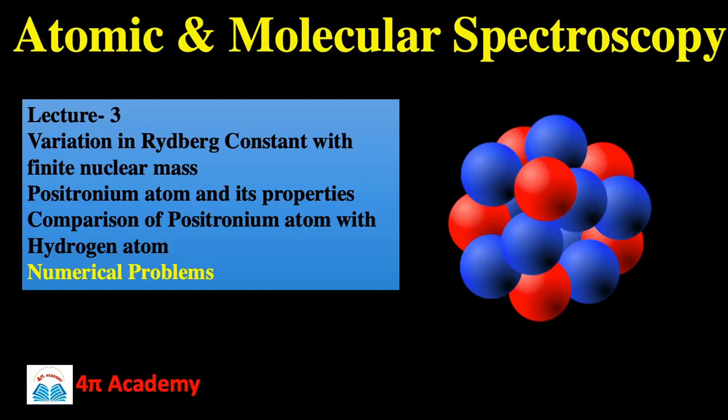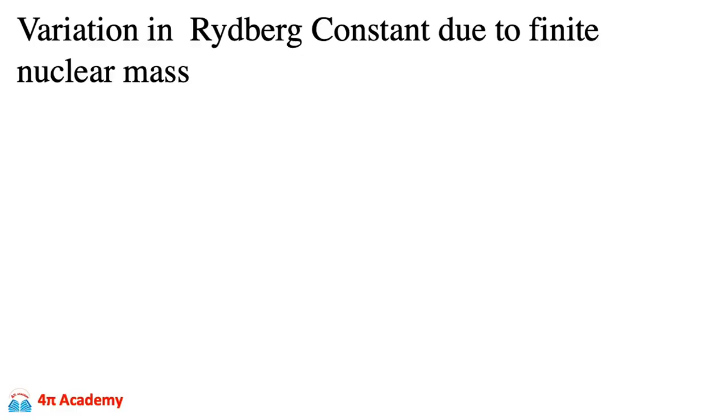And after that we will discuss the positronium ion and the helium ion, and then we will compare the value for the positronium ion with the hydrogen atom, and then we will discuss the numerical problems. We will discuss those numericals which came from GATE, CSIR, JEST and TIFR competition examinations in previous years. So let us start our lecture.